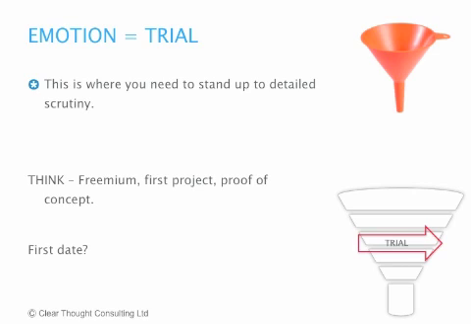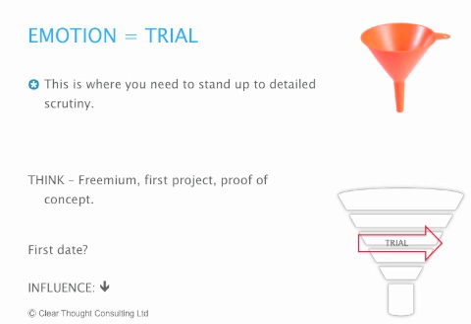In the attractiveness analogy, this is the first date. This is where you see whether or not they actually live up to the picture that you've built in your mind. In terms of the influence in the buying cycle, emotion is pretty low. This is whether you genuinely can do what you say you will do.